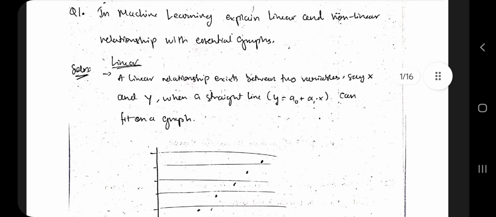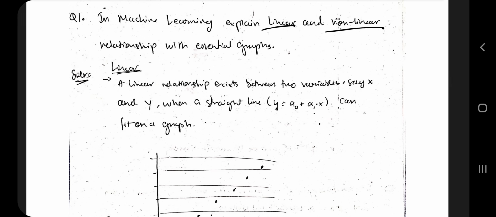Very simple one. You know what is linear and non-linear, right? Linear means like this, non-linear means like this. That's all. In machine learning, explain linear and non-linear relationship with essential graphs. This is a model question paper question as well as a previous year question paper question.